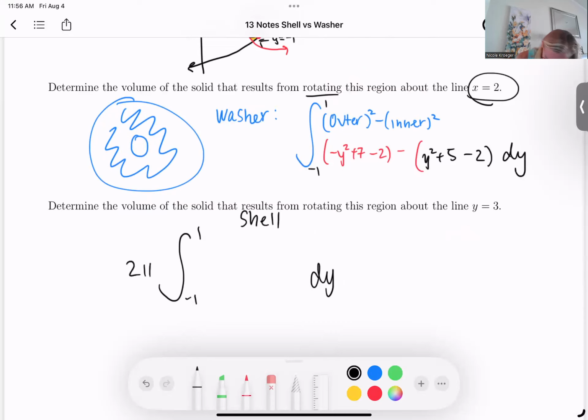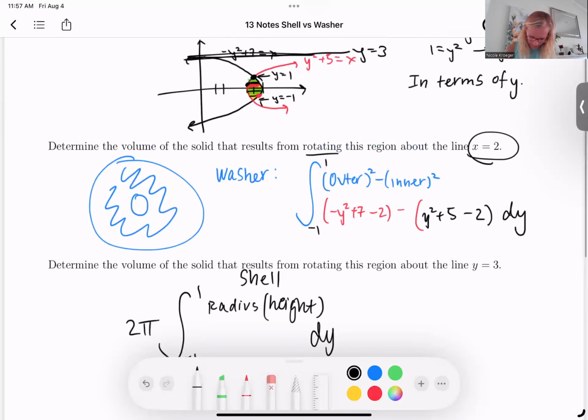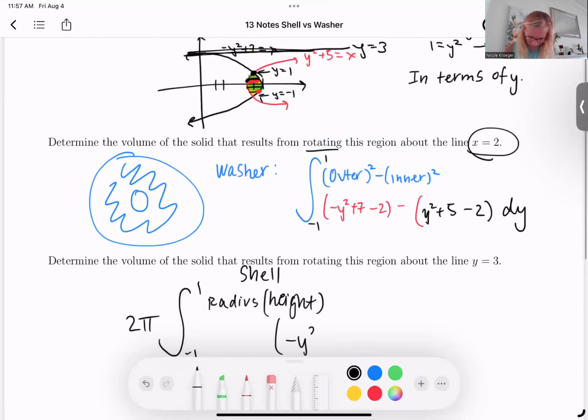Shell method has a 2 pi, a radius, and a height. In this case, our shells are sideways like this. So the height is the length of that little line segment inside of my region. That's just a right function minus left function. The right function is the black one, negative y squared plus 7, minus the left function, which is the red one, y squared plus 5. Remember, put that y squared plus 5 in parentheses.